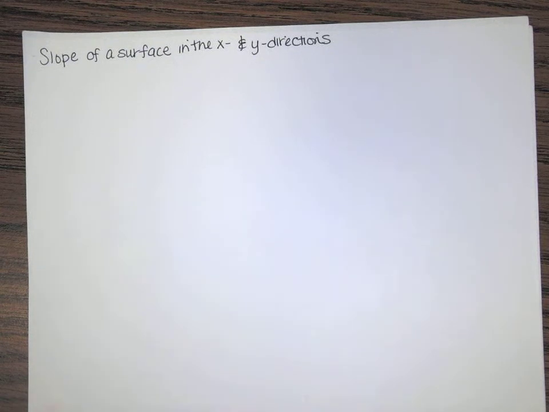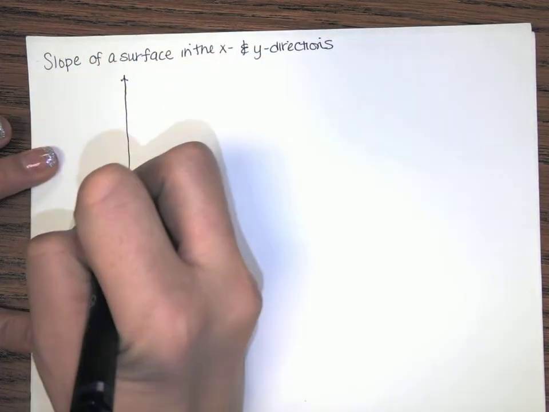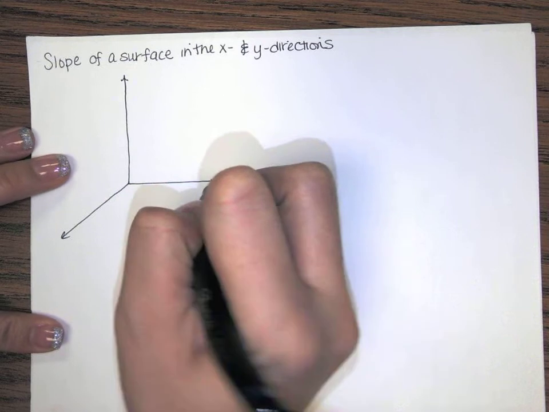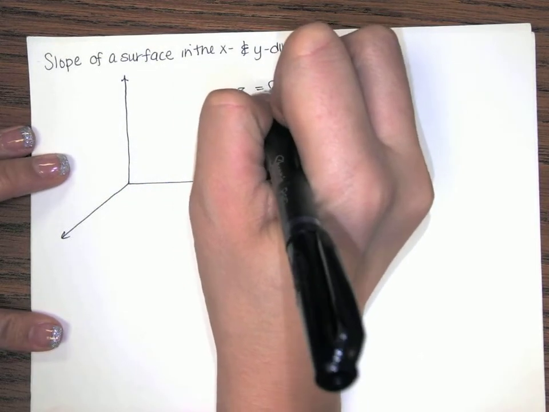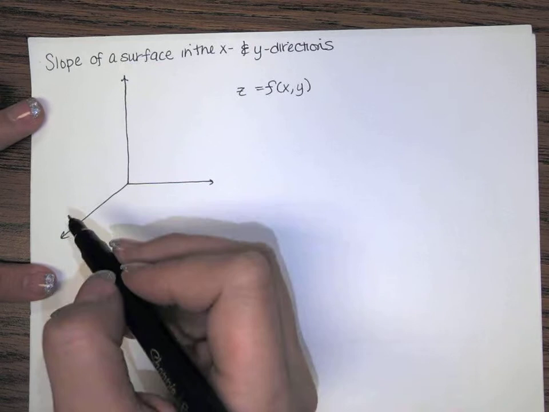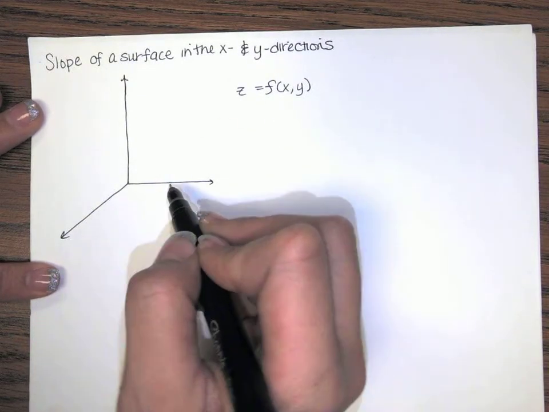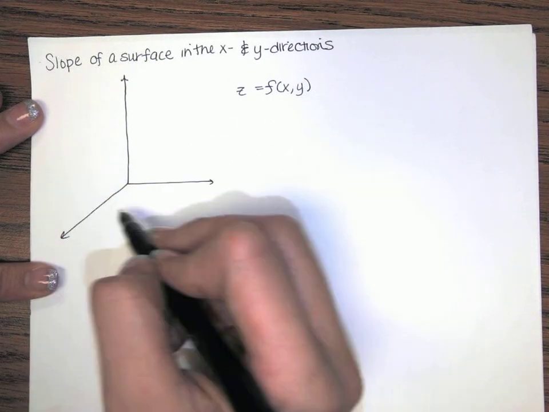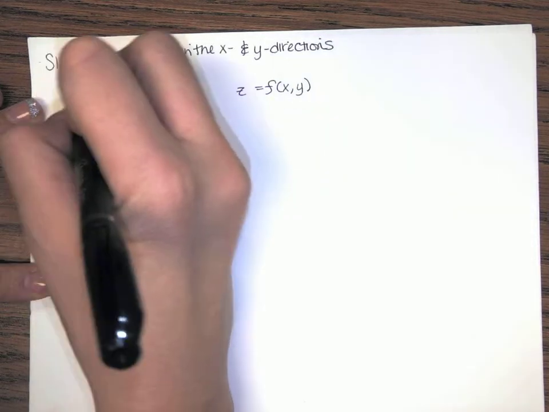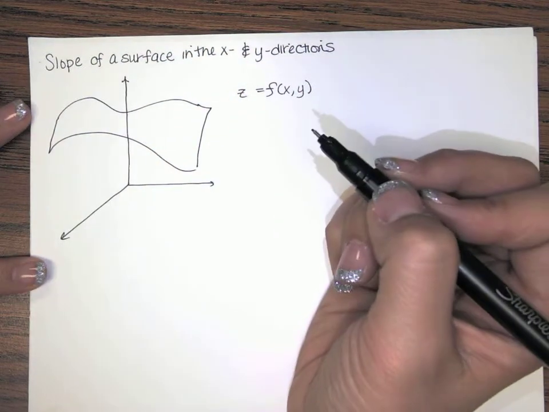In this video, we're going to discuss slope of a surface in the x and y directions. So let's say we've got a surface that's represented by z equals f of x, y. So for every x, y in the domain, we associate a particular z value with that. When I map that for every x, y in the domain, I end up with a surface. Maybe it's something like this, and it's up here.